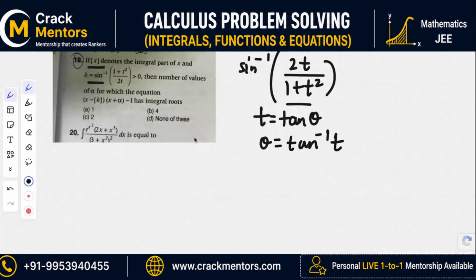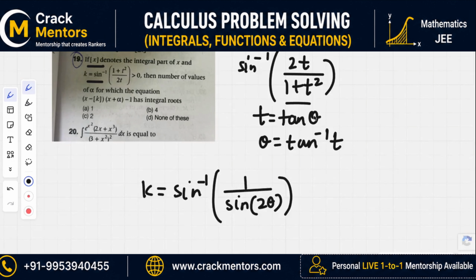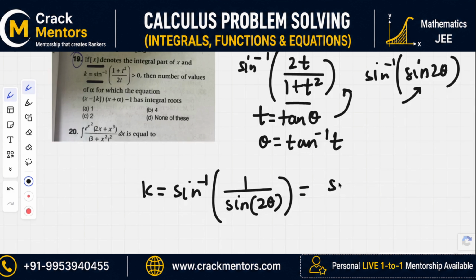If you put it, you will get something like k is sine inverse 1 by sine 2 theta, right? Because if you had put this, you would have gotten sine inverse sine 2 theta. Now, since we have reciprocal inside the argument of sine inverse, so we'll get 1 by sine 2 theta, which is sine inverse cosec 2 theta.